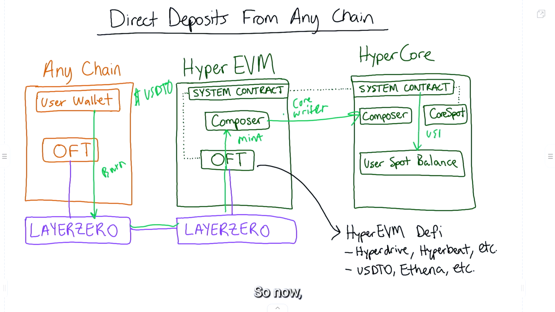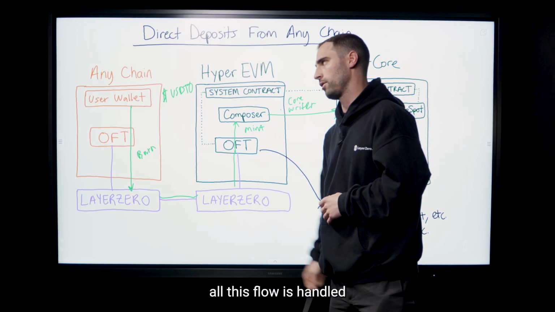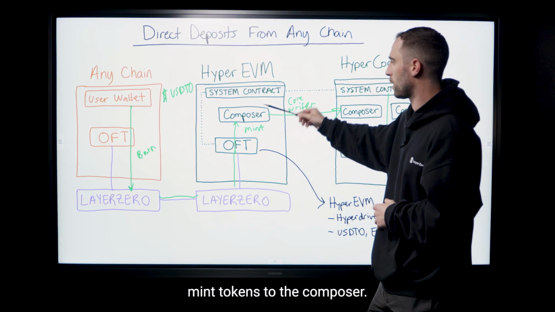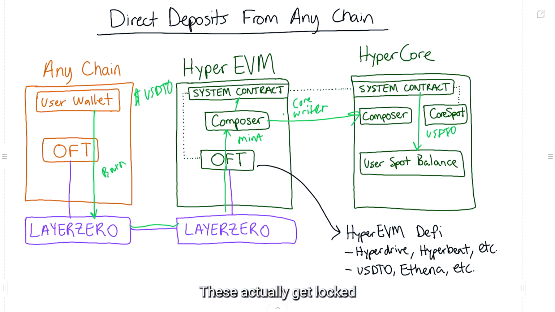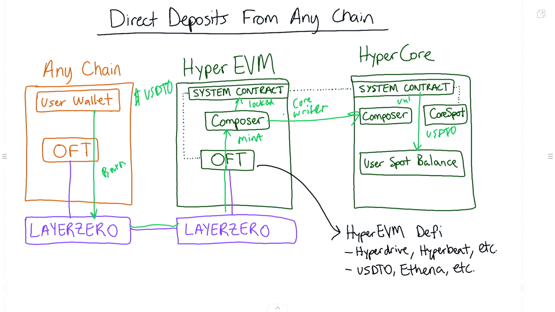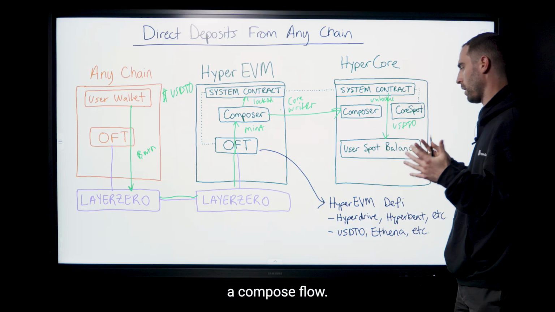So now the user, in one click up front, has all of this flow handled on their behalf. Burn the tokens on the source chain, mint tokens to the composer. These actually get locked in the system contract, and then they get unlocked from the system contract on Hypercore. And so this is a composed flow.